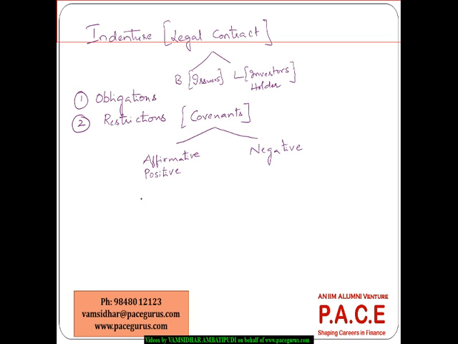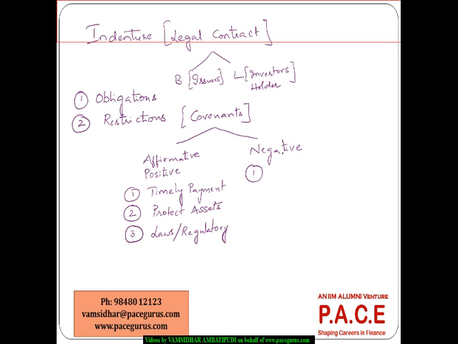Affirmative covenants are something which the company should typically do. One is timely payment. The company should make the payment of interest as well as principal whenever it falls due. And how is it protecting its assets? The company should protect its assets through insurance or any other mechanisms, and it has to abide by the laws and regulations of that particular country and any other legal and regulatory requirements.